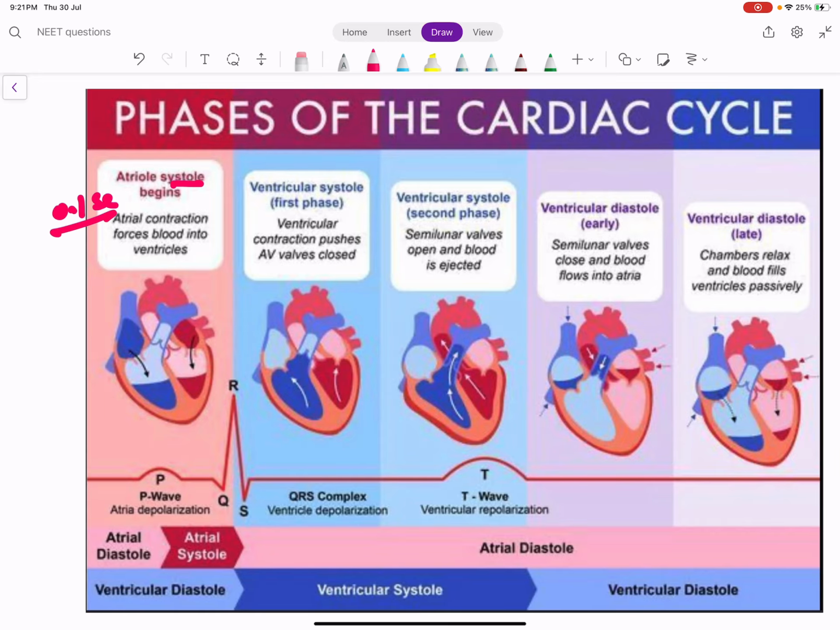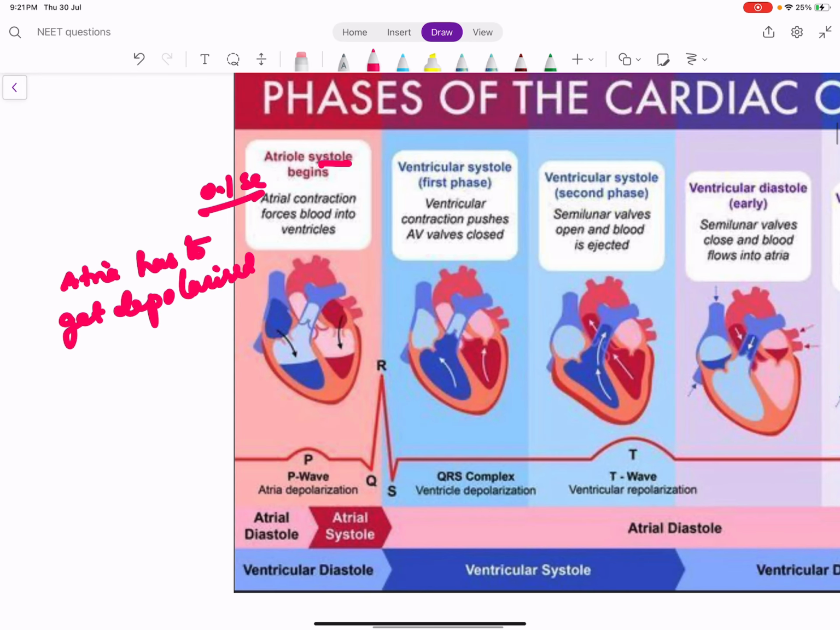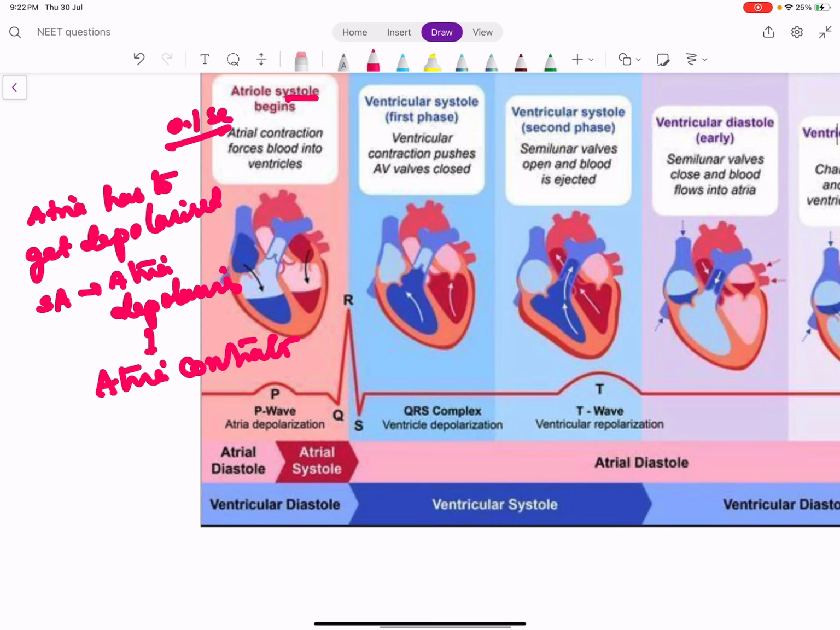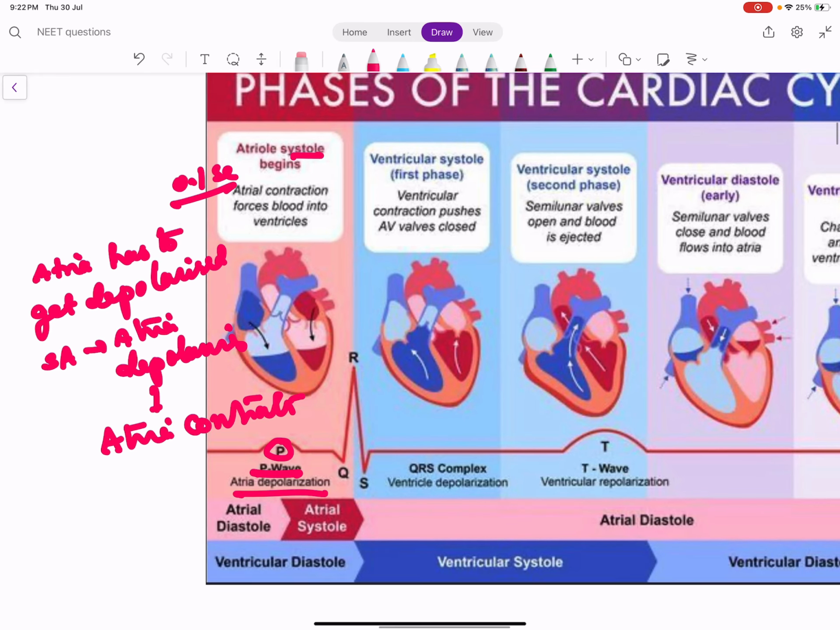Remember, the electrical event always precedes the mechanical event. So before the atria contract, we want the atria to get depolarized. We learned that the impulses from the SA node go to the AV node. At the same time, the same impulses from the SA node go to the atria and help to depolarize the atria. So first the electrical activity from the SA node comes, it depolarizes the atria, and following atrial depolarization, the atria contract. That means atrial depolarization is measured by the P wave, right? So the P wave precedes atrial systole. Please remember, the P wave precedes atrial systole.